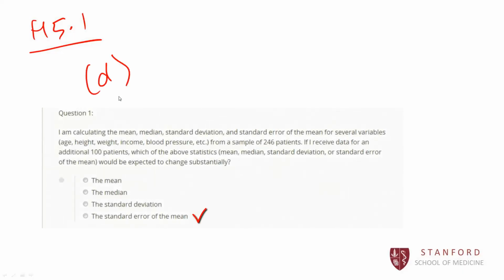The correct answer for this question is D only, the standard error of the mean. This is because when we have 246 patients, that is quite a lot of patients. The central limit theorem would have started kicking in already.